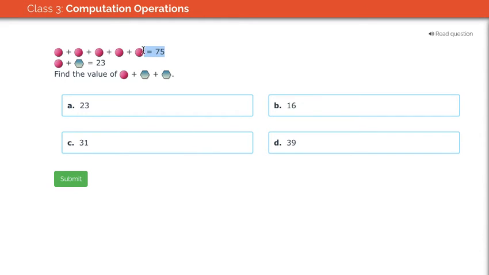So this equals 15. So 15 plus this equals 23. So it will be 8. 15 plus 8 equals 23. 8 plus 8 is 16. 16 plus 15 equals 31.